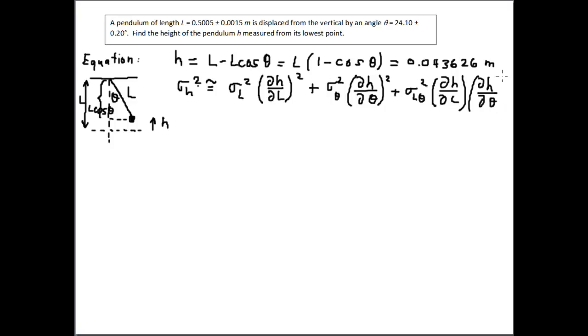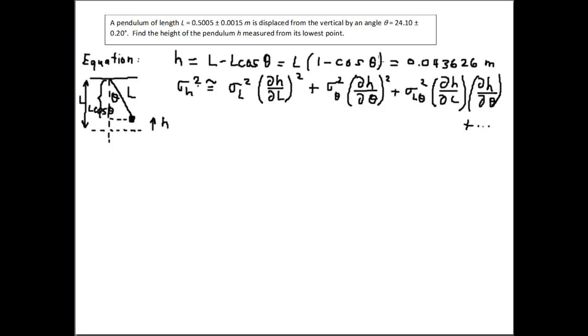And there are even further terms, which are the second order terms, the higher order terms, but normally those are going to be very negligible if the errors in L and theta are small compared to those values. So we will not go beyond the first order terms.